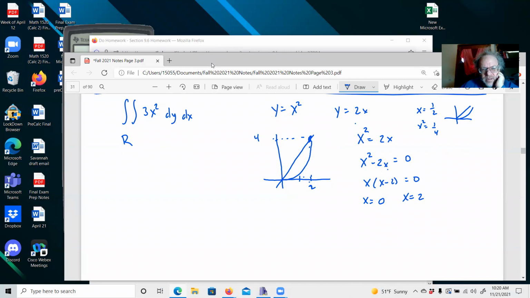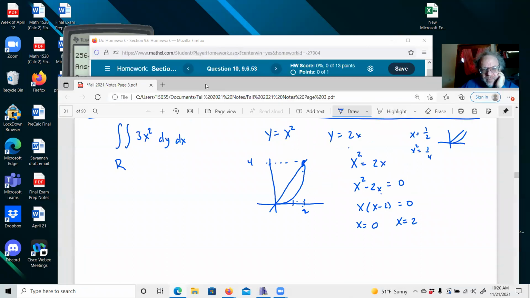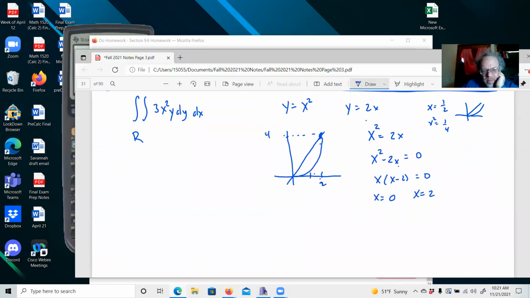Let's go ahead and have a look. Did I not give you an x squared y? So what are we going to be doing here? We're going to be going from 0 to 2, because those are our x values here. We'll put our dx all the way out here. We have y going from x squared to 2x. We're looking at this volume right here.